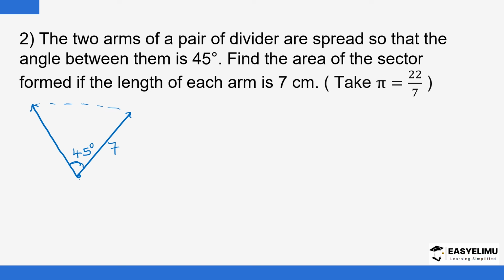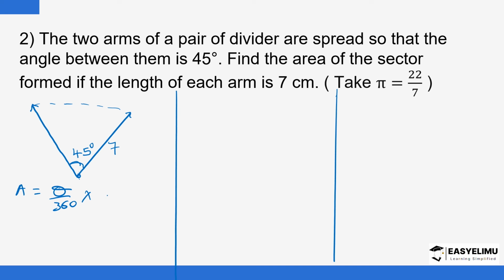So you are basically supposed to find the area they sweep through. So the area here will be given by theta over 360 times pi r squared. So theta is 45 over 360. You multiply by 22 over 7. And the radius is 7, another 7. So you simplify.